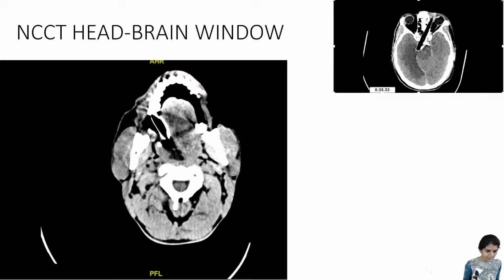Going to the next slide. On the parenchymal window, here we are seeing that there is hypodensity within the right PCA territory. In the right PCA territory, there is an acute infarct. Even the pons is hypodense.